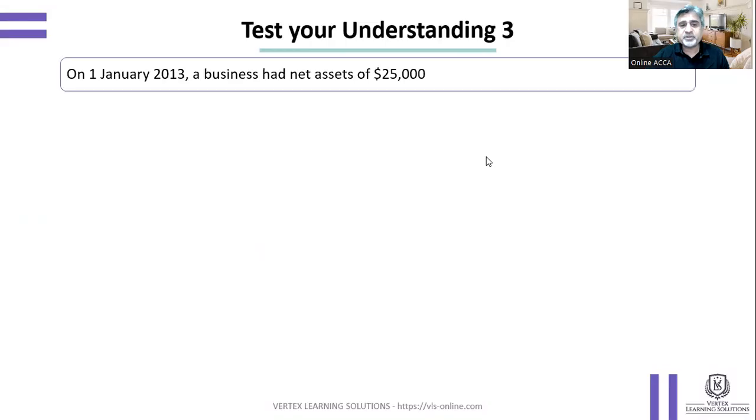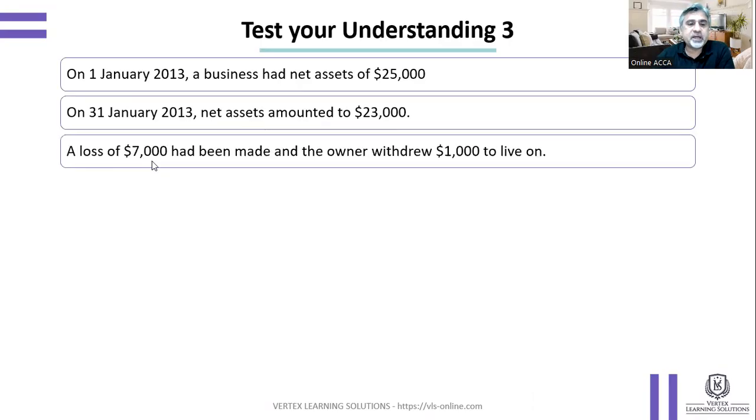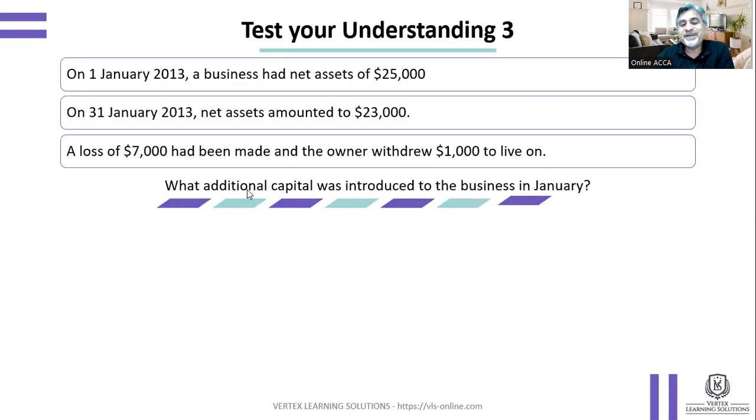Okay. Another question comes. On 1st January 2013, a business had net assets of $25,000. Then on 31st January, end of the month, the net assets amounted to 23,000. So net assets are decreasing. It looks like the business is making a loss, but not necessarily. Maybe he took out money. A loss of 7,000 had been made and the owner withdrew 1,000 to live on. So what additional capital was introduced to the business in January?